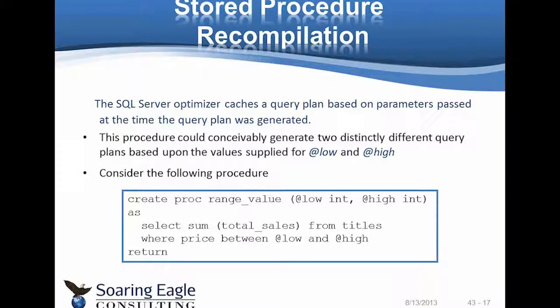The next issue we come to is recompilation. And here's the issue that you run into. The first time you run a stored procedure, that stored procedure gets brought into cache. We pass in the parameters, we optimize the stored procedure, and we store the query plan for the optimized stored procedure. So far, so good.